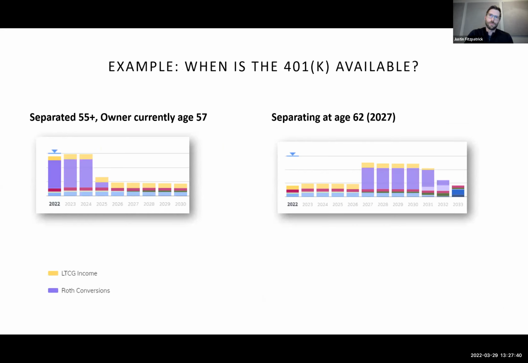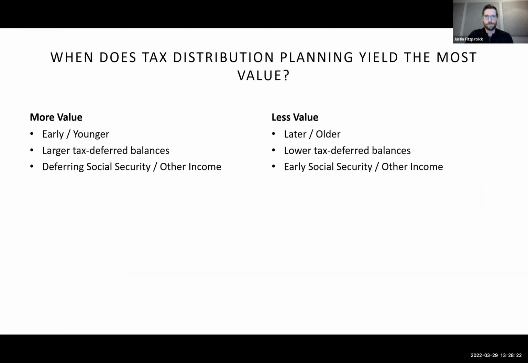So just as an example, you'll see differences in the tax center or really throughout the system based on these settings. So if a 401k, for example, if the owner is currently age 57, but they separated at age 55 plus, you'll see right away they're having Roth conversions. In this example plan, this 401k is the only possible source of Roth conversions. But if they're currently 57 and not separating until age 62, you're not going to see any Roth conversions available until 2027. So again, this has a huge effect on the calculations and the possibilities.